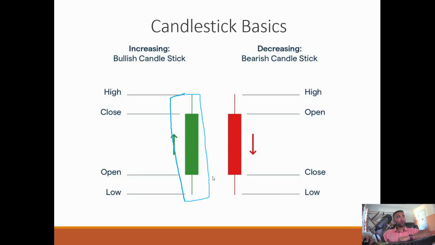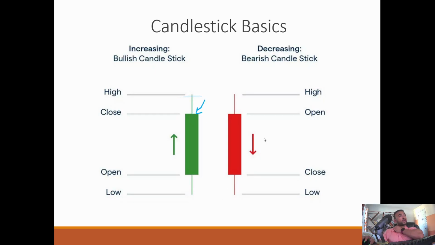So when the market opened, it opened up here. It closed up here. However, it went down all the way. The price went down all the way here, but people bought it. And it went up all the way up here. And eventually it closed right here. So that's what it means.